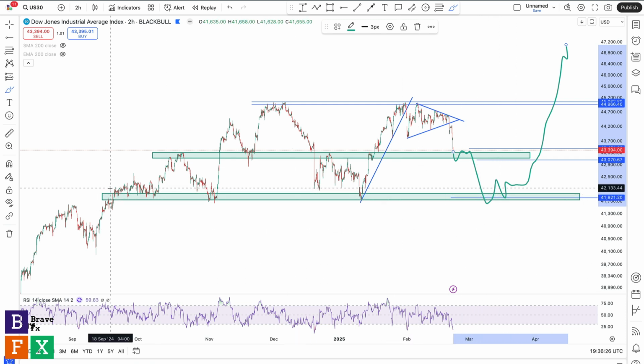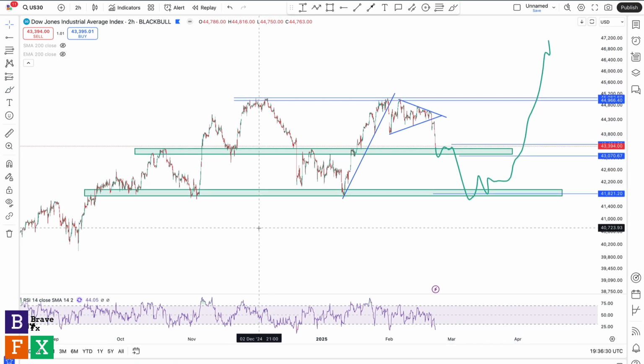What I'm trying to say is, for now, I'm going to stay bearish, at least not until I see what the market has in store for us. The reason is because though we're in a bullish trend, we are currently ranging within this range.